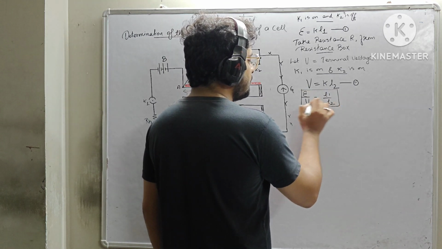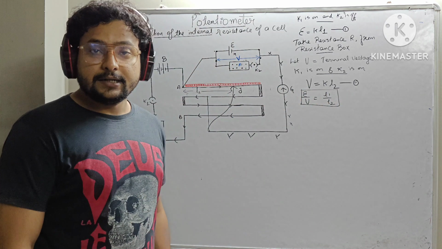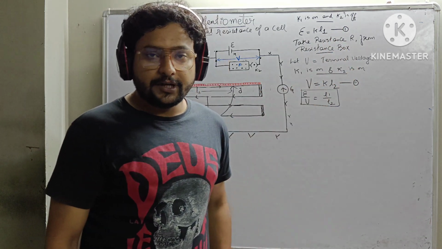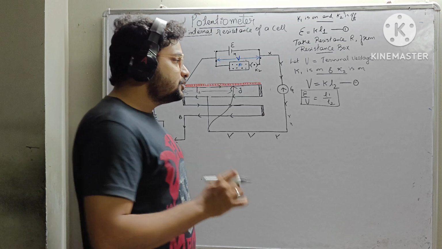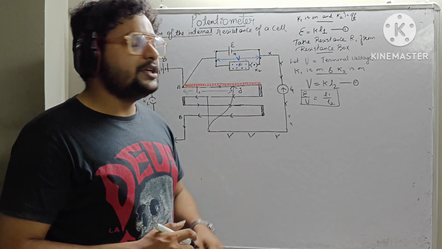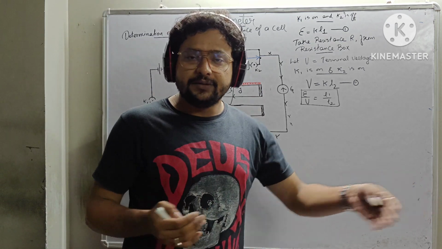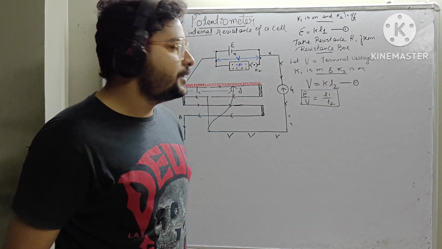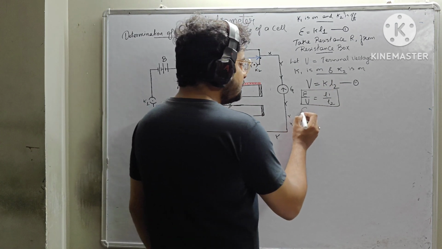So now your task is to find the internal resistance. From these two equations we are getting E by V equals L1 by L2. Suppose E by V equals L1 by L2, where you know how many centimeters L1 and L2 are. Keep this equation as it is. I hope all of you are familiar with this equation.